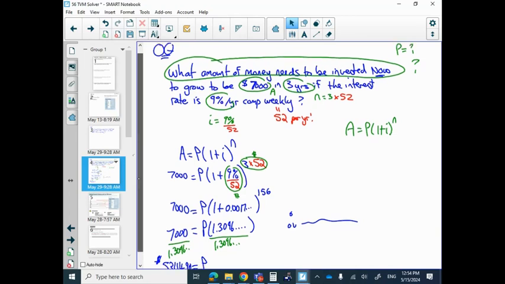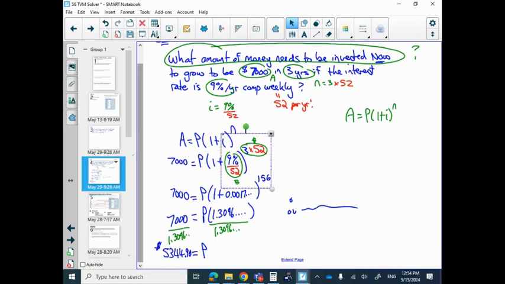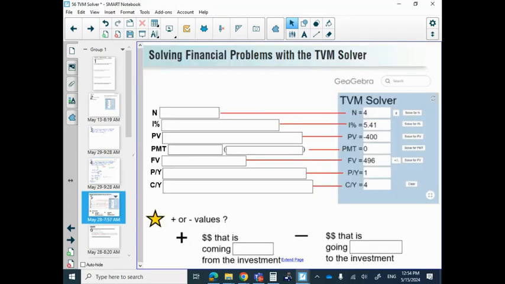Run the numbers. You do the 9 divided by 100 divided by 52 for this part. Gives you that number. Put that to the power of 156. Gives you this number here. And divide both sides by the 1.3096. Gives you a value of $5,344.90. Right? So that's the amount that, therefore, if you invested $5,344.90, it would grow to be worth $7,000. Okay? So we're going to do this question again with the TVM Solver and see that it works.